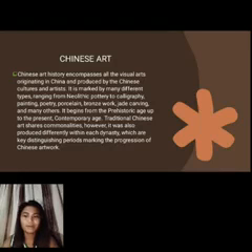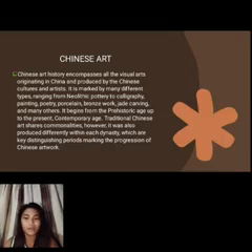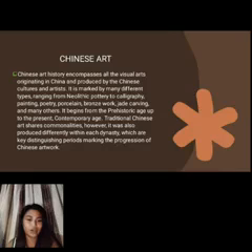It is marked by many different types ranging from Neolithic pottery to calligraphy, painting, poetry, porcelain, bronze work, jade carving, and many others. It begins from the prehistoric age up to the present contemporary age. Traditional Chinese art shares commonalities. However, it is also produced differently within each dynasty, which are key distinguishing periods marking the progression of Chinese artwork.